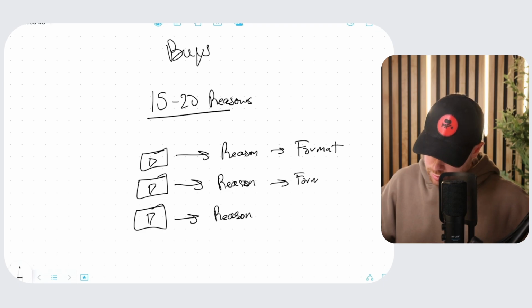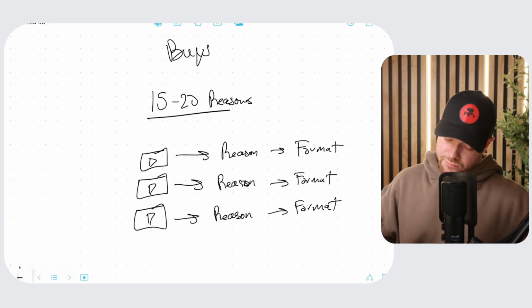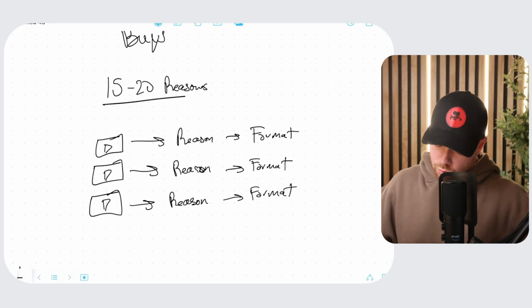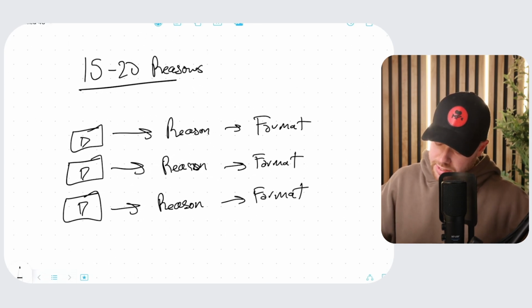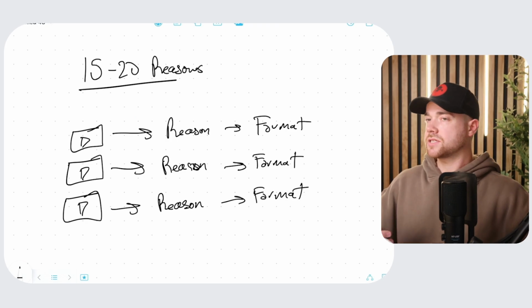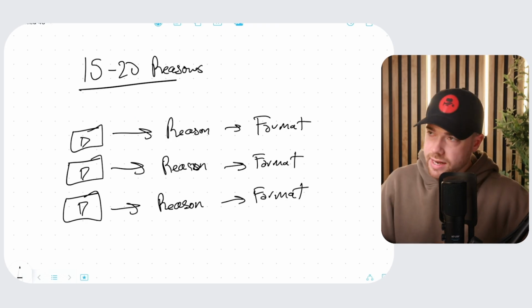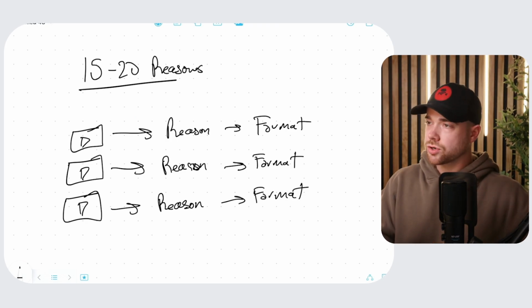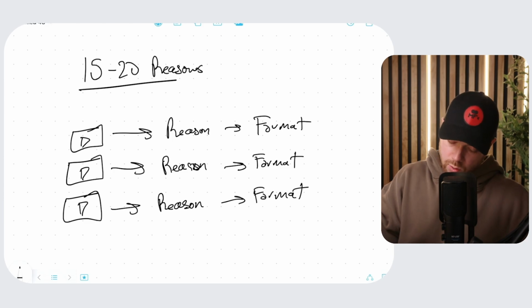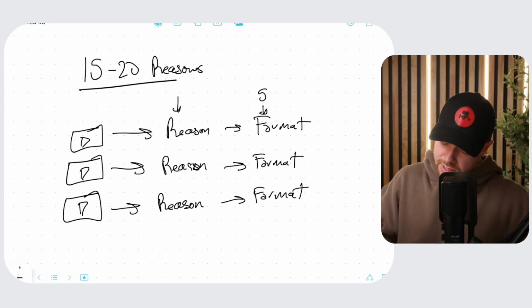Sorry for my horrible handwriting, guys. You're just going to have to handle it and deal with it. There's different formats, right? So a format you could have is a B-roll ad, a testimonial ad, a talking head ad, a static ad. And you can basically say, okay, great, this is my one reason, but now I have 5 different formats that I can make this into, and now I have 5 different ads.